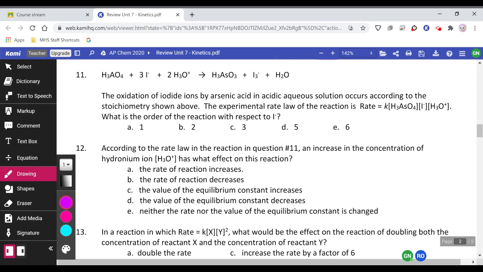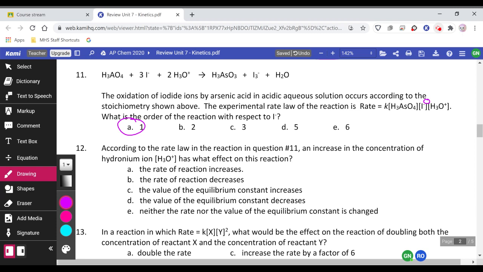This is an example where they give you way too much information, you really don't need all that. Where could you look? I looked right here for an exponent. And so there's an understood 1 there, isn't there? Okay, so in respect to iodine, it's just first order.